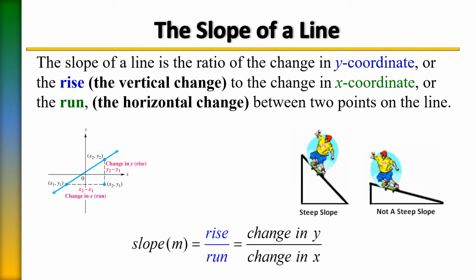So here we have two skateboarders. Notice that the skateboarder on the left is skating on a line that is much steeper than the skater to your right. So again, slope is simply the rise over the run, or the change in your y values over the change in your x values.